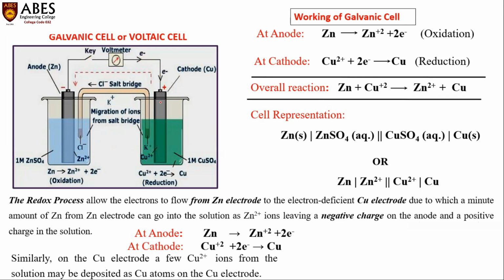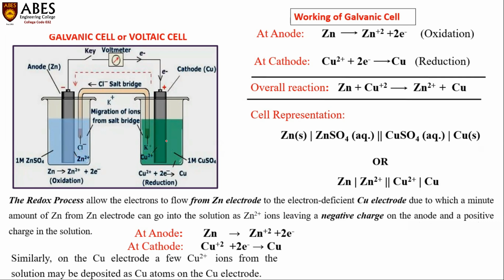But after some time, what will happen? The concentration of ions between these two half cells will be disrupted, because as zinc is converted to Zn2+, the concentration of Zn2+ ions increases on the anode side, whereas on the cathode side, sulfate ion concentration is increasing because Cu2+ is converted to Cu and is going to deposit on the copper electrode.